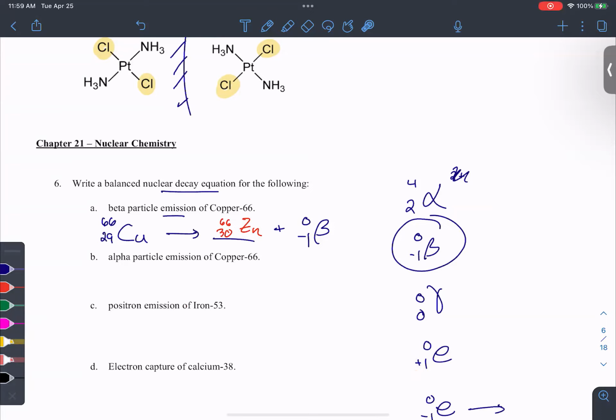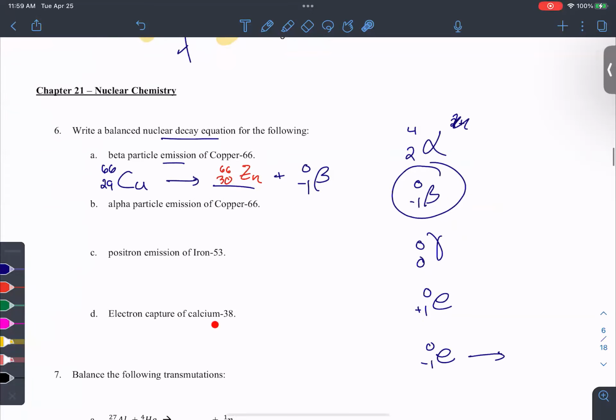This is your product. Find the missing piece. Electron capture of calcium 39. That's the only one that's different. Electron capture, the electron isn't your product. The electron is now your reactant. So identify what calcium is. It's calcium 38. So calcium has 20 protons, 38.